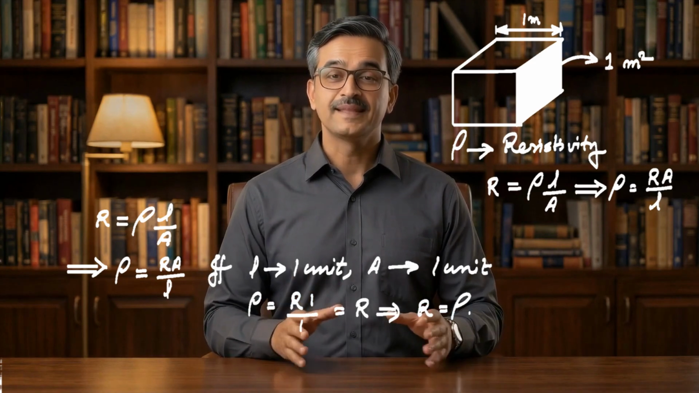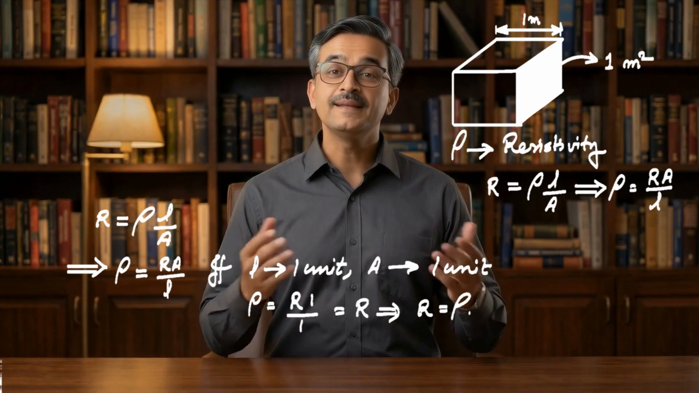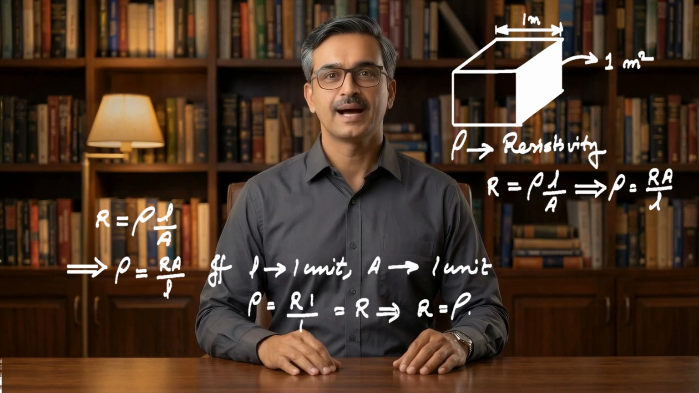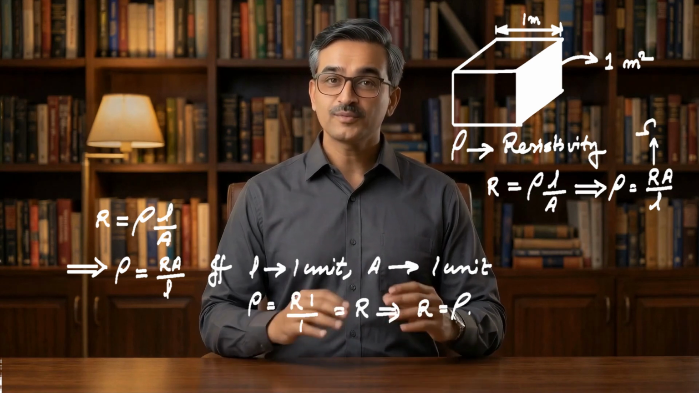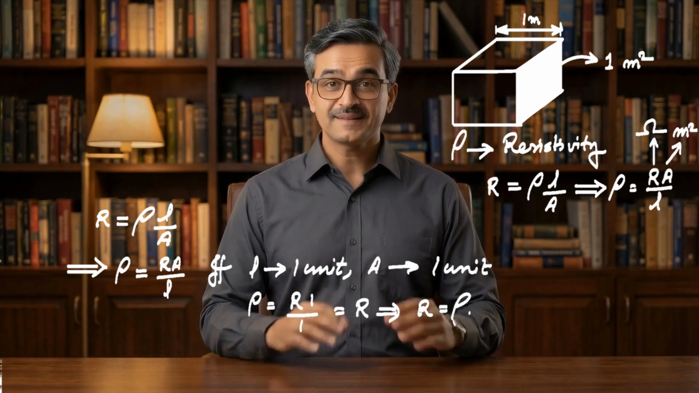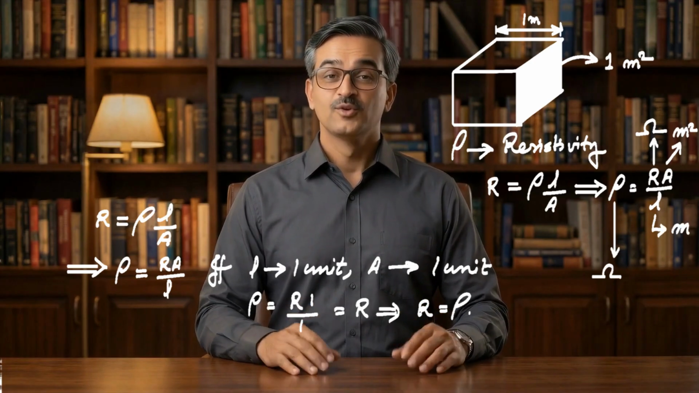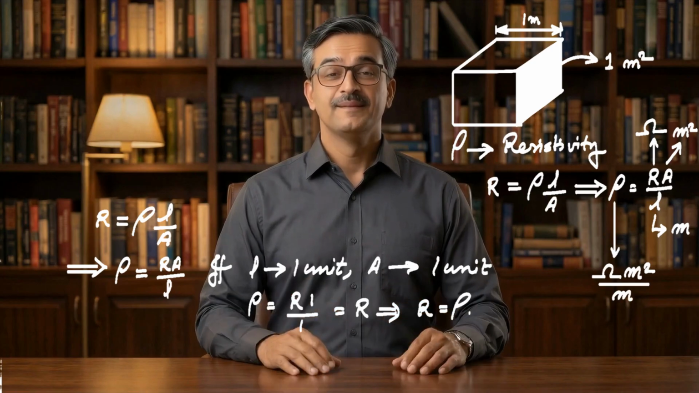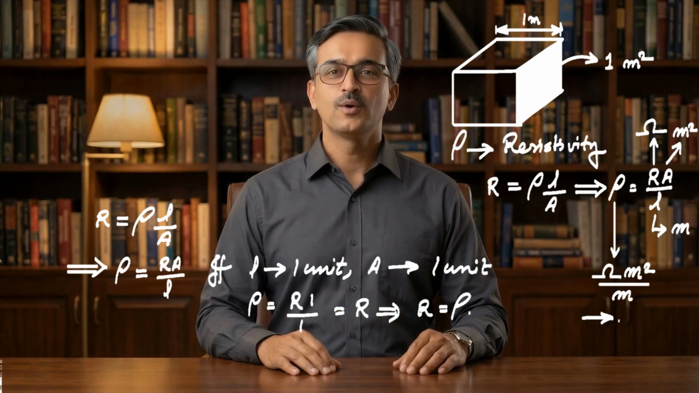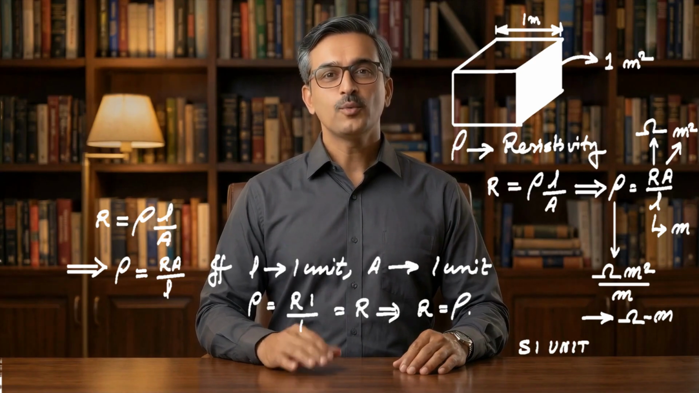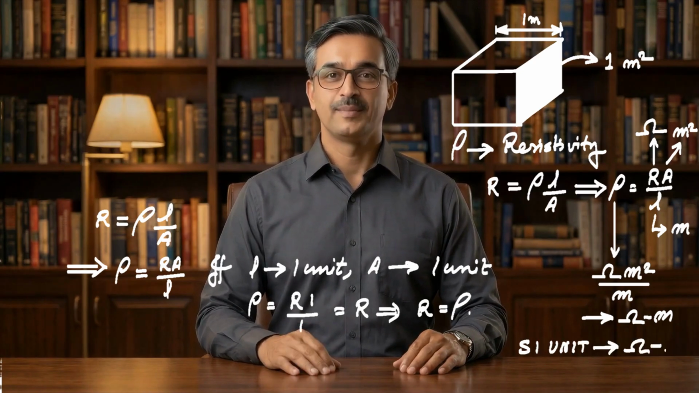First case, if the length is measured in meter and the cross-sectional area is measured in meter square, then what will happen? R is in ohm, A is in meter square and L is in meter. So rho becomes ohm into meter square divided by meter. So finally, it becomes ohm meter. So the SI unit of resistivity is ohm meter.